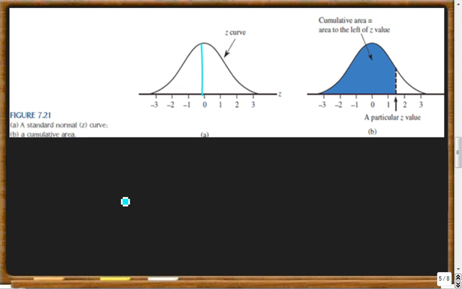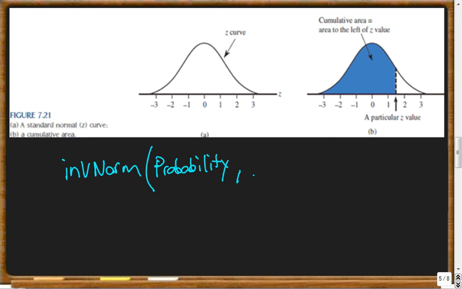Now, there is a different function that we are going to use to find particular z values. This is called INV norm, or inverse norm. Inverse norm is going to ask you to plug in your area, or what you'd consider your probability. And then you can type in your mean and standard deviation after that, and it will tell you where the cutoff is for the area below that number.